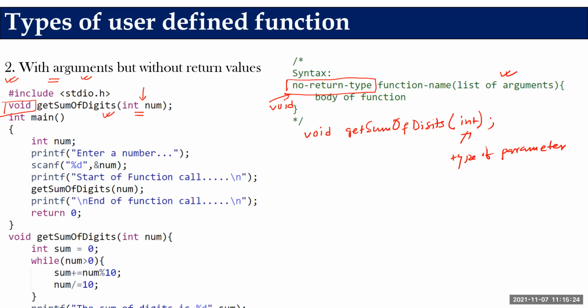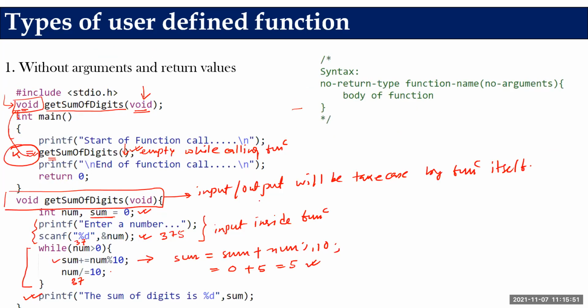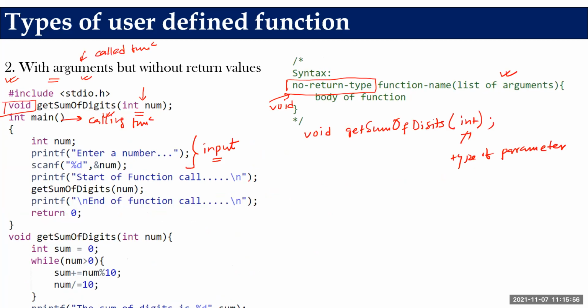So now let us see from the main method. Right now we need to pass the argument to whom? To the called function. So main is the calling function, main is calling. Next, when main is going to pass the argument, who will take care of the input? Main will take care of the input. In the earlier example, input and output were taken care of by the function itself. Now we have introduced the arguments, so input will be taken care of by the main method.